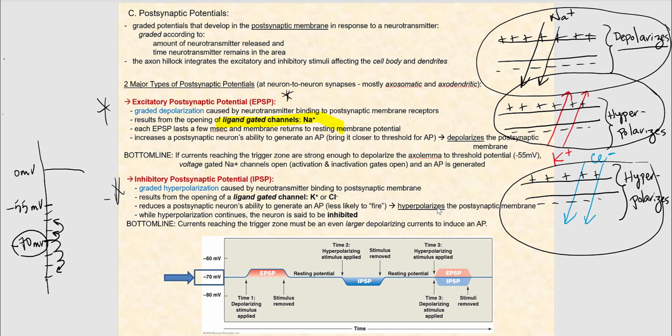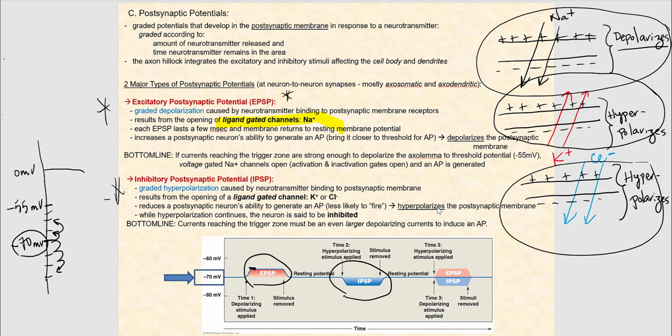If we look at this image below, here's my negative 70, and you could see the EPSP. Remember, this is all about the postsynaptic neuron's membrane, right? Membrane of dendrite, membrane of soma. And here is your IPSP.